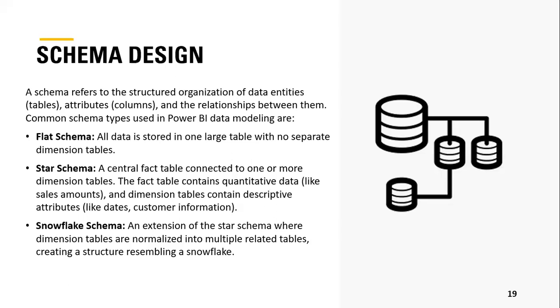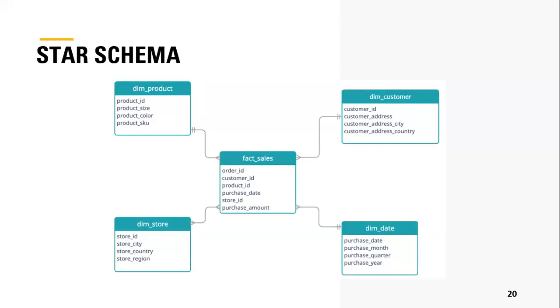That dimension table may link to another dimension table, but at the end, it's going to the fact table. So this is like a pictorial representation of your star schema, where you have your fact table at the center and you have your dimension tables directly connecting to the fact table. This is mostly the one that is used, apart from the flat schema.